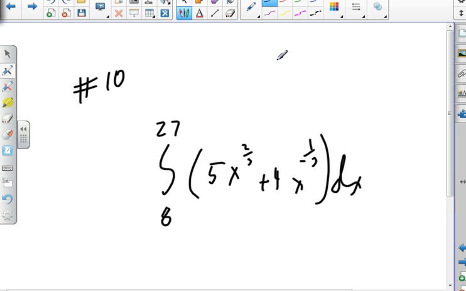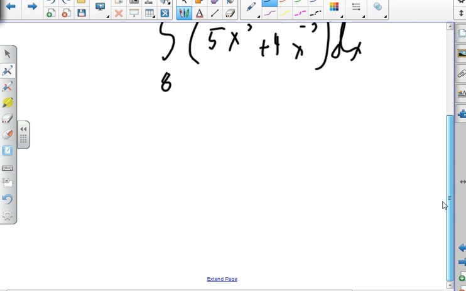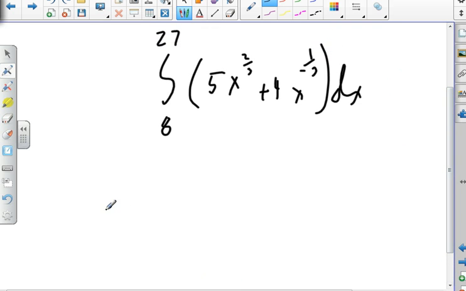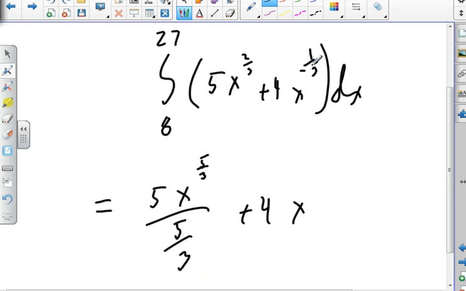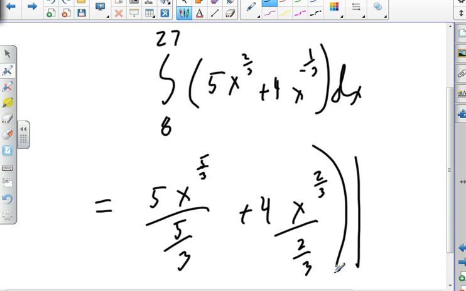Now we remember that the integral of x to the n is x to the n plus 1 divided by n plus 1. So that's all we're going to do. This is equal to 5x, I add 1 to that and I get 5/3, divided by 5/3, plus 4x, I add 1 to that and I'd end up with 2/3, divided by 2/3, evaluated at 8 and 27.